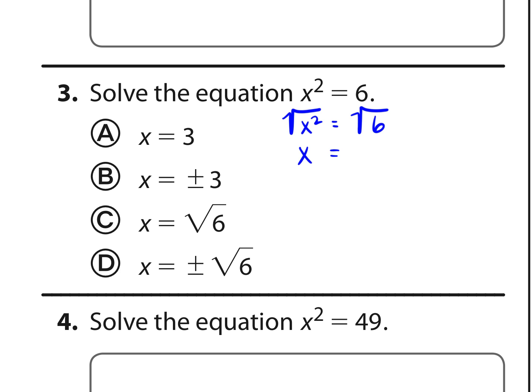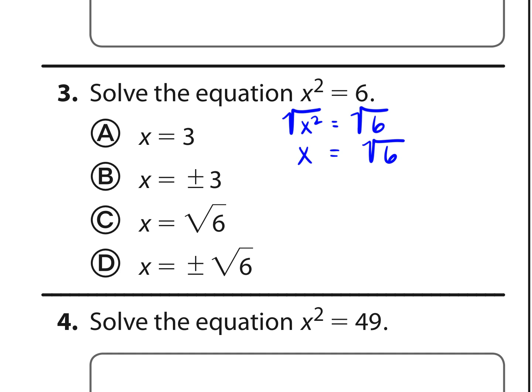But on the right side, when we square root 6, we get a non-terminating, non-repeating decimal. So sometimes we write this in the form of what's called radical form, where we leave the square root symbol as part of our answer. So it's just square root of 6.